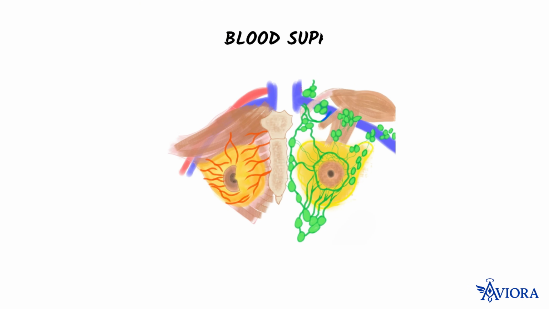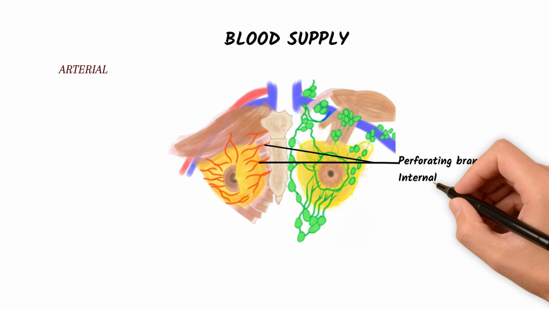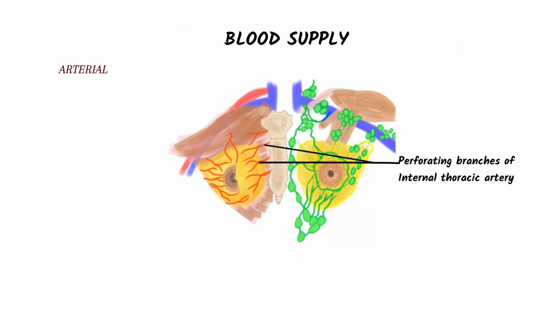Arterial supply. The breast is one of the most richly vascularized structures in the body, receiving blood from multiple arterial sources that approach it from all directions. First, the internal thoracic artery, also known as the internal mammary artery, contributes through its perforating branches. These branches pierce the second, third, and fourth intercostal spaces, supplying the medial portion of the breast.